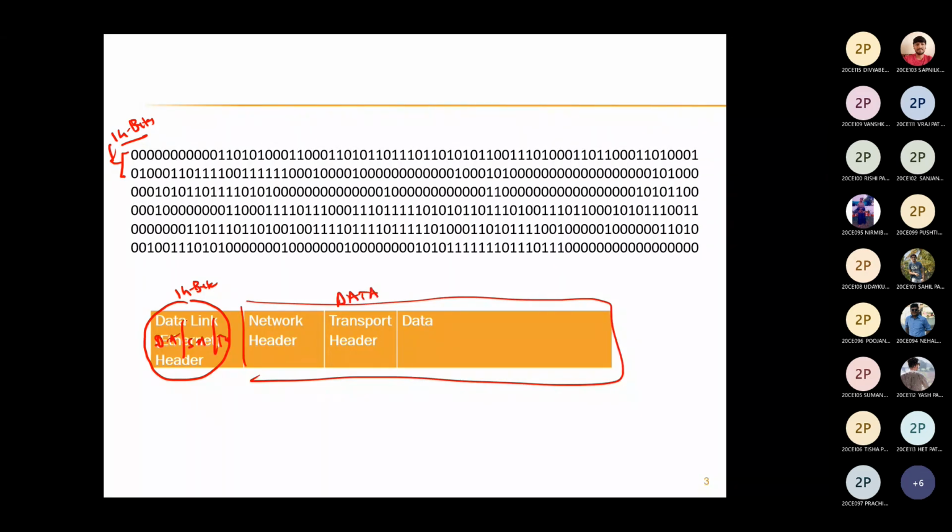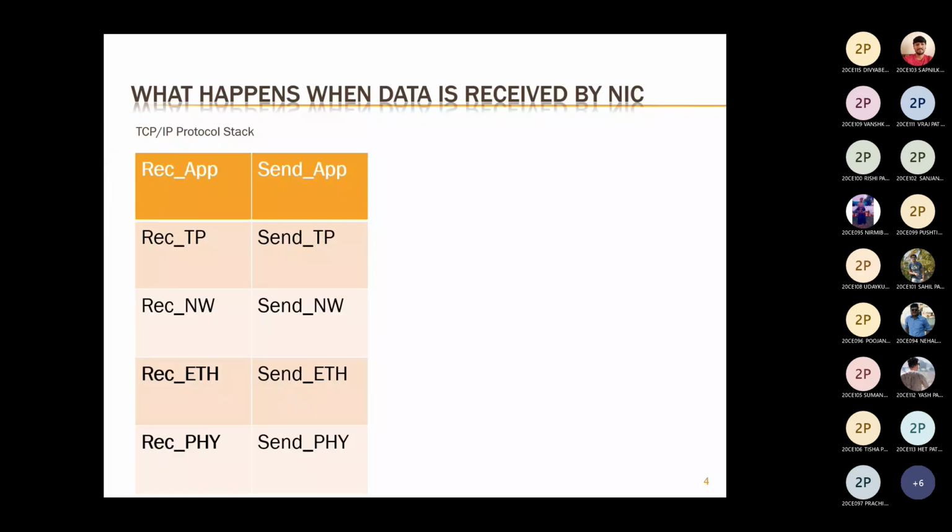So these first two rows, which is equivalent to 14 bytes, will be removed at the data link layer, and the rest of the bytes, the remaining four rows, will be given to the network layer. That phenomenon is mentioned over here.